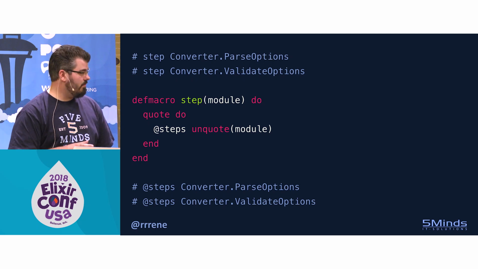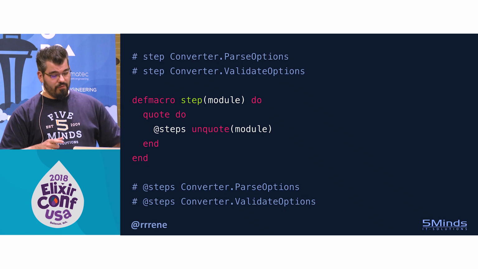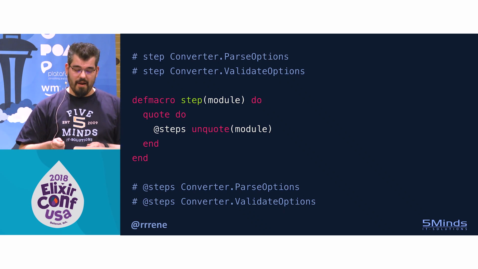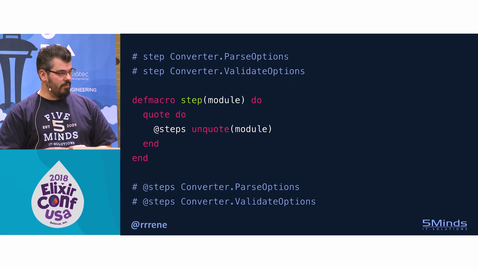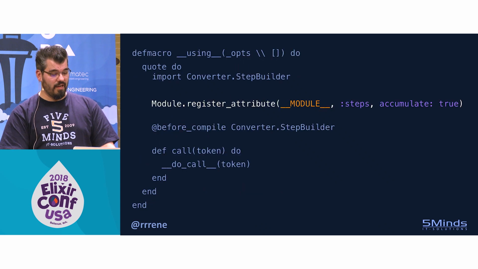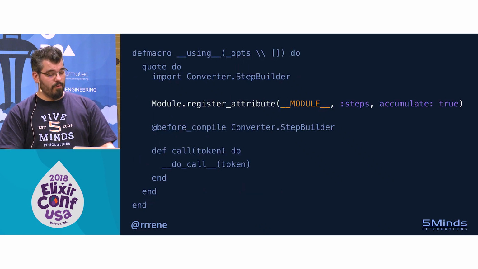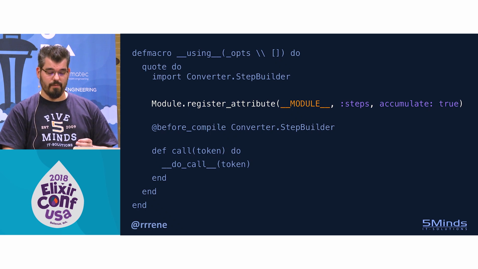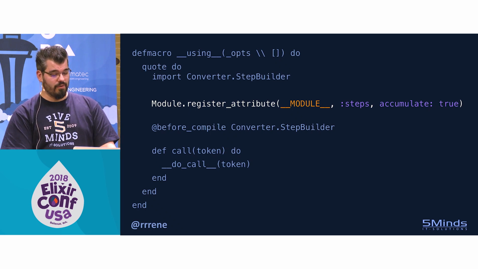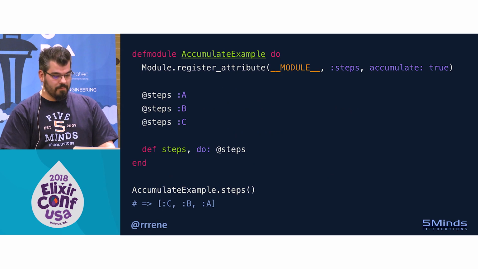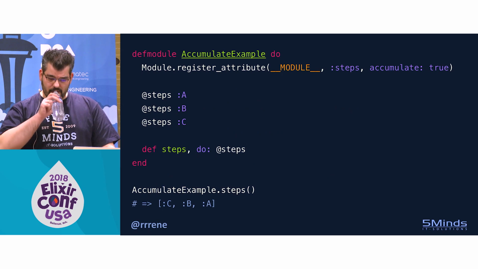There's just one problem. If we look at the bottom, at first the steps module attribute has the value converter pass options, and then the value gets overwritten with converter validate options. To prevent this, we have a line in our using macro where we register the module attribute with the option accumulate true. This way, the values of the module attribute are not overwritten, but rather accumulated. Let's see how that works using this example.